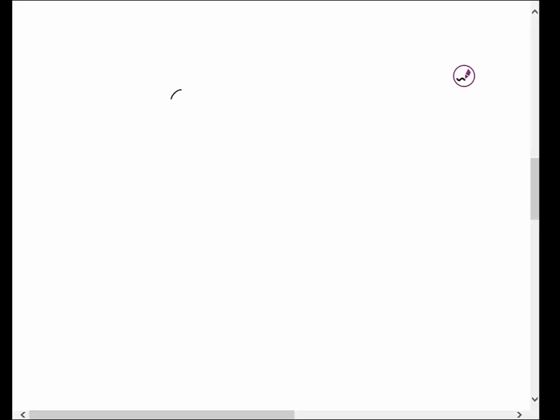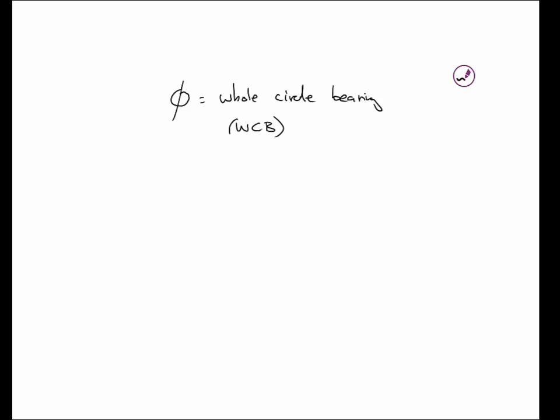It's worth pausing here for a second to look at those whole circle bearings in a little more detail. So we use the Greek symbol phi to symbolise whole circle bearing. Sometimes it's referred to as a WCB, but it's all the same thing. Now, phi is not used in the same way that we use theta, alpha, beta, etc. to denote angles. Phi is always measured from north.